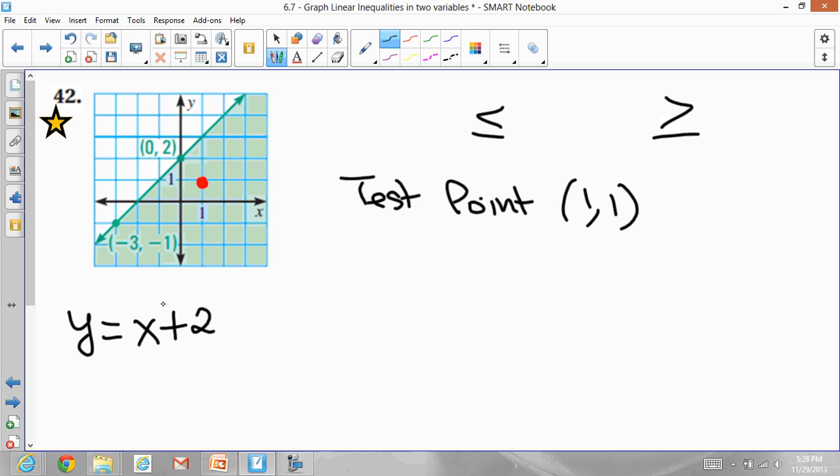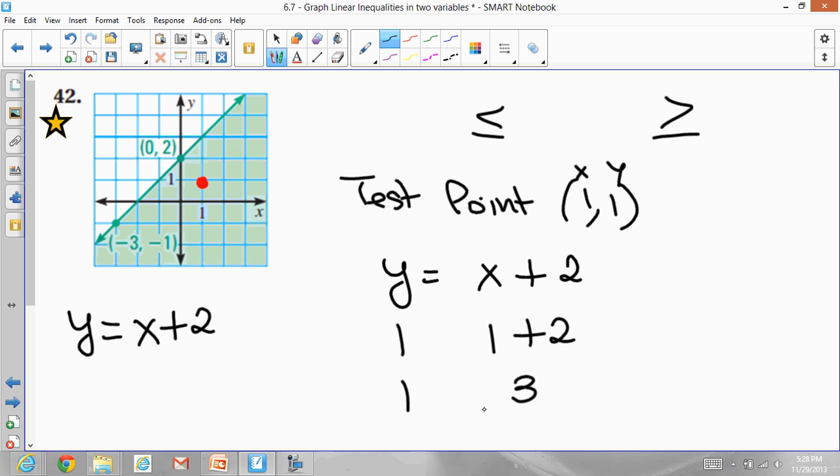So what I'm going to do is go to my equation y equals x plus 2, and substitute my x and y. My y is a 1, my x is a 1, plus 2. So in this case it is 1, and 1 plus 2 is 3. And now I'm thinking 1 and 3. 1 is less than 3.